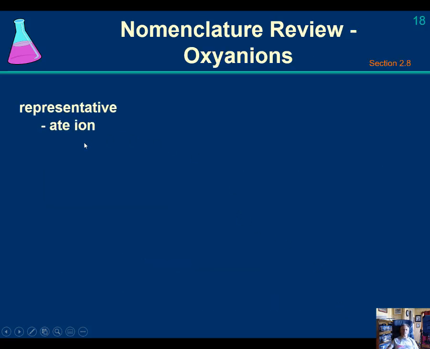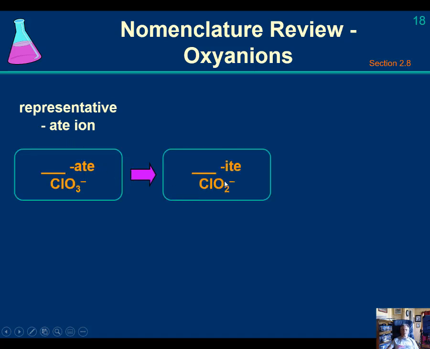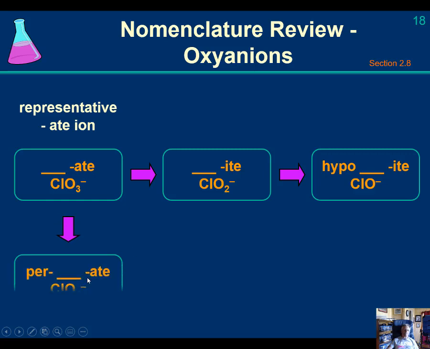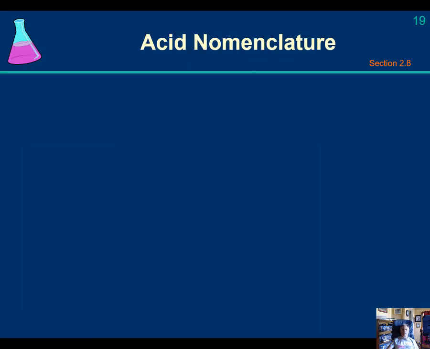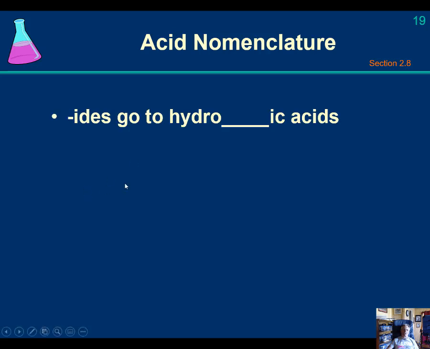For oxyanions, those containing oxygen, we started out with the ATE. If we went to one less oxygen, we went to ITE, and then one fewer oxygen, we went to hypo-ite. And then if we added an oxygen to the ATE, we went to per-ate. So that's just a review of what we did in Chapter 2 with regard to naming ionic compounds with polyatomic anions. All right, so we're going to apply that to our acids and what we call acid nomenclature.